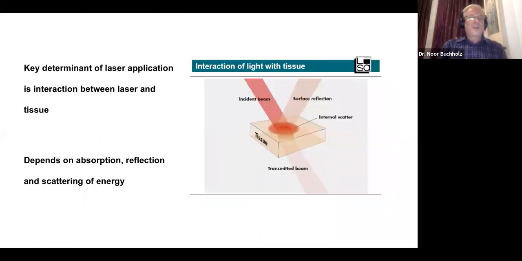Now, the key of laser application is its interaction with the tissue. Now, the interaction is threefold. Laser energy is absorbed by the tissue, but some of it is reflected by the tissue, and some of it is scattered in various directions or transmitted, meaning it comes out on the other end of the target organ.